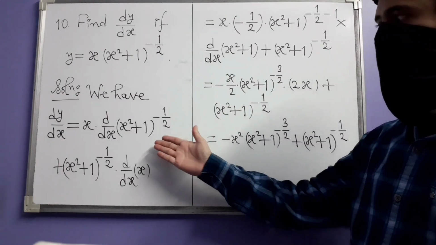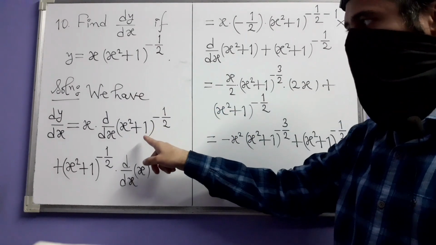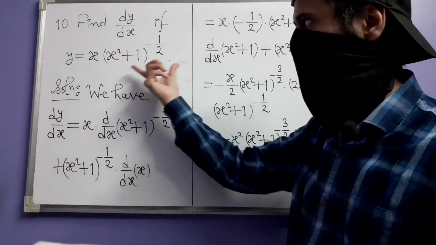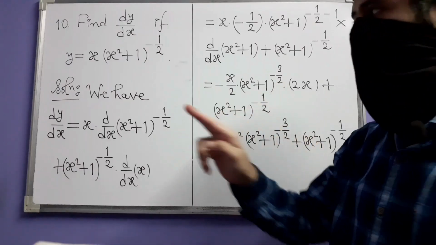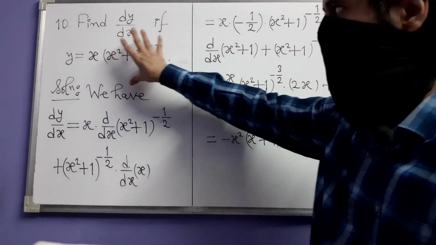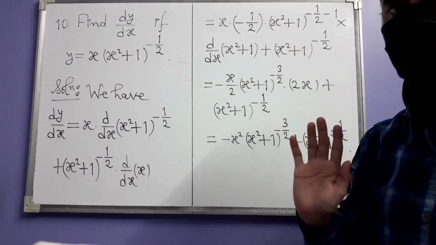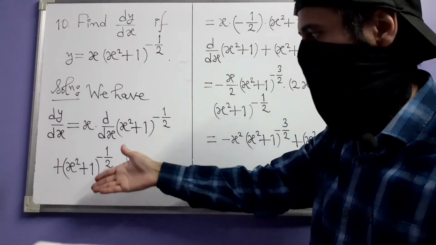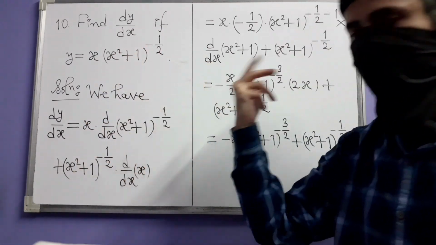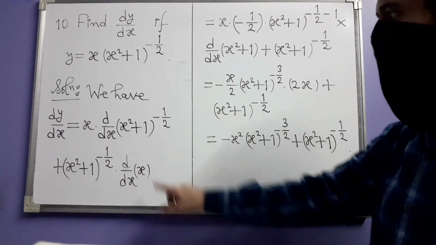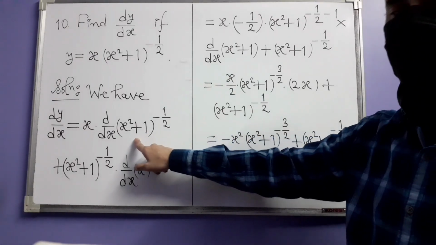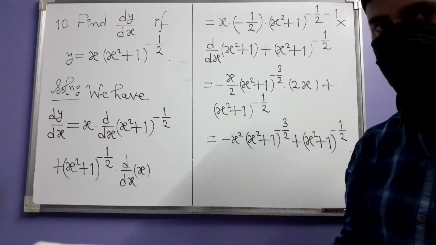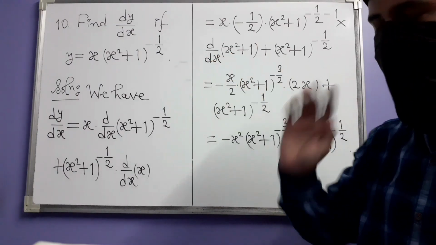So in this case, you understand that first of all you have to apply the product rule for differentiation, because basically it's just a product of two functions, one of which is x and the other one is this power of x square plus 1. So x times the derivative of this plus this times the derivative of x. Now it is here that we have to apply the power rule for rational exponent along with chain rule, just like we did in the previous one.